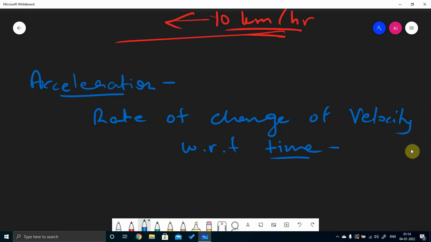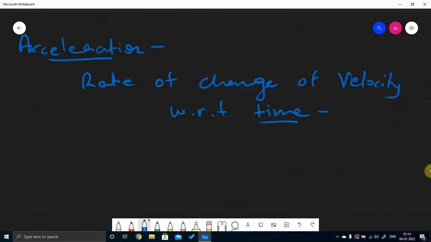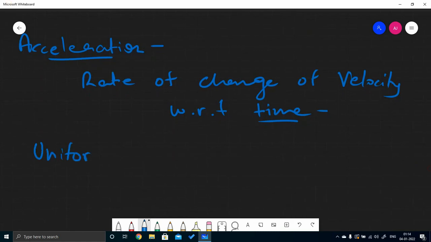And also there are multiple types of accelerations. First we have uniform acceleration. Uniform acceleration means that in a given time interval, your velocity is changing at a constant rate. Whenever you have the term uniform, it basically means constant.